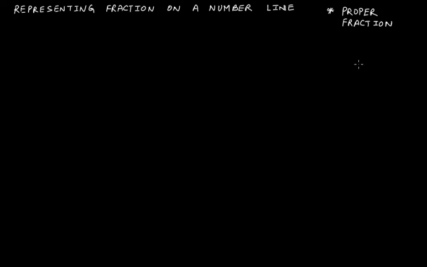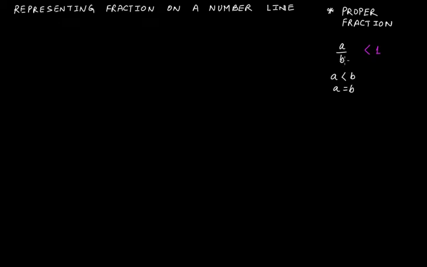Now you know that if we write a proper fraction as a by b, a should be either less than b or equal to b. These are the two conditions. And since the numerator is smaller than the denominator in a proper fraction, when you divide a by b, this value will always be less than 1.